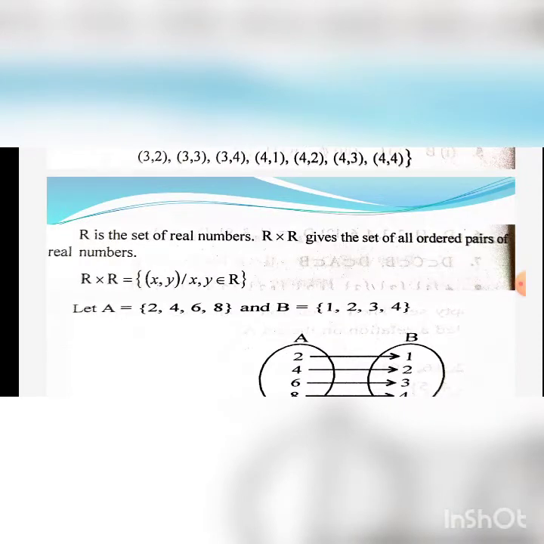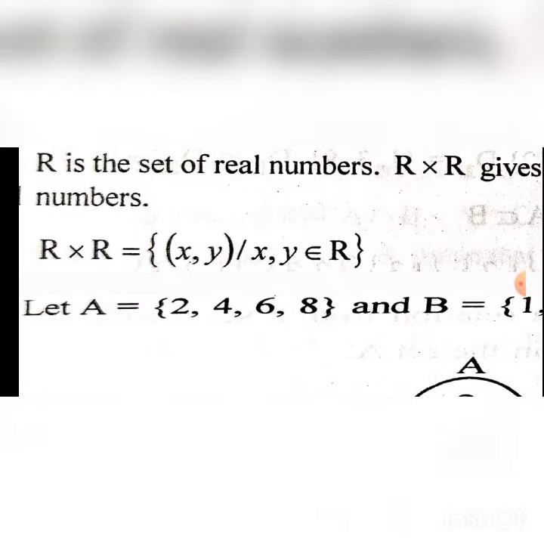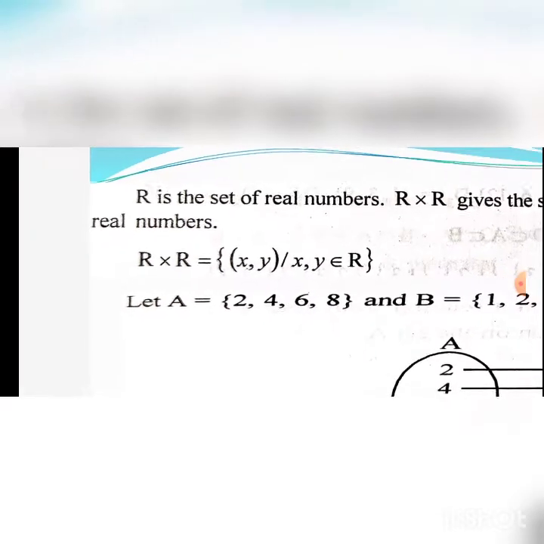R is the set of real numbers. R cross R gives the set of all ordered pairs of real numbers. Okay, the set R cross R will be equal to the ordered pairs (x, y) such that x and y belong to set R. R is what? Set of real numbers.